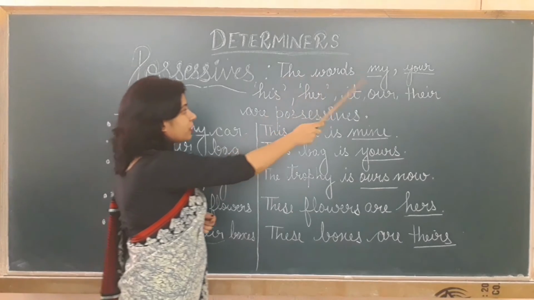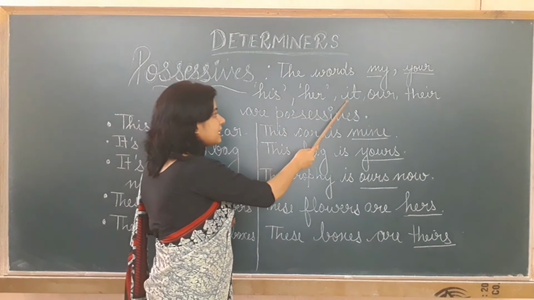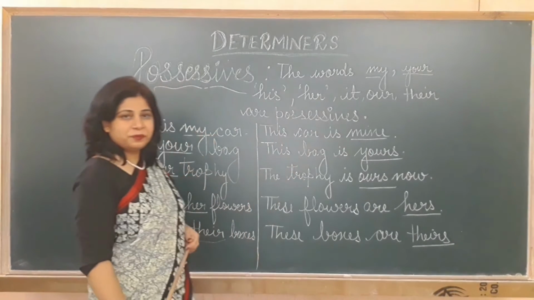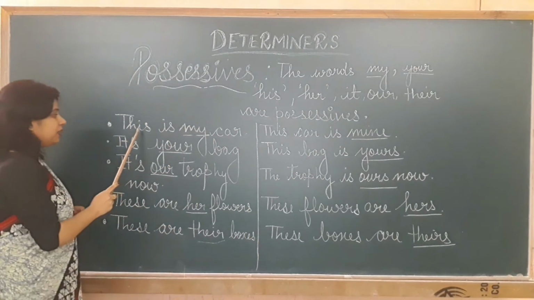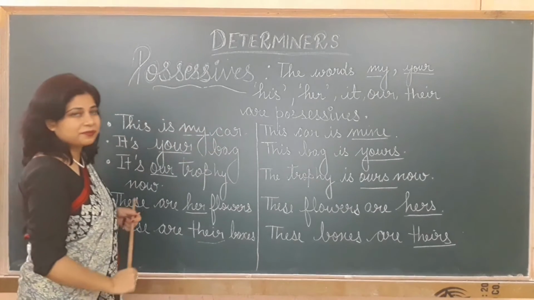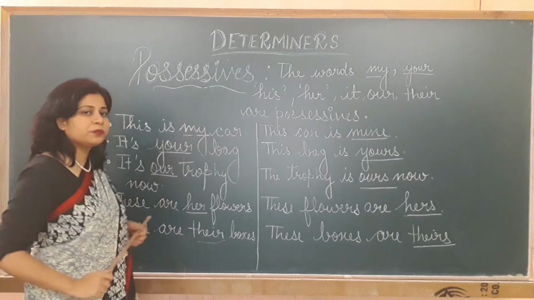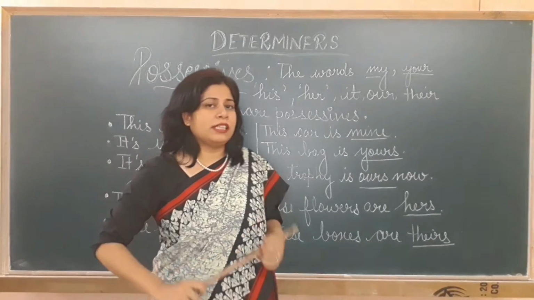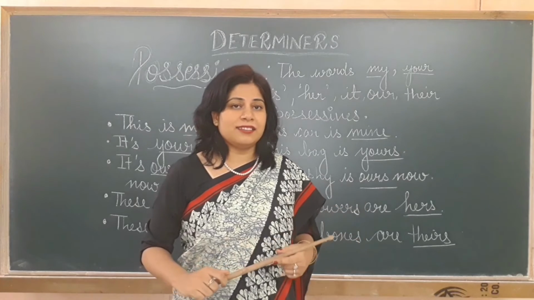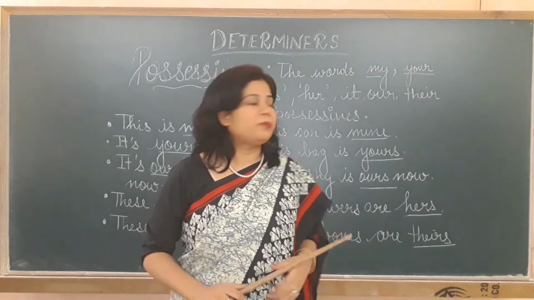The words my, your, his, her, its, our, their are possessives. For example, this is my car. So the word my shows possession and it is placed before a noun. Okay, students, tell me one thing. Is this sentence correct? This is mine car. This is incorrect. Avoid making this error.